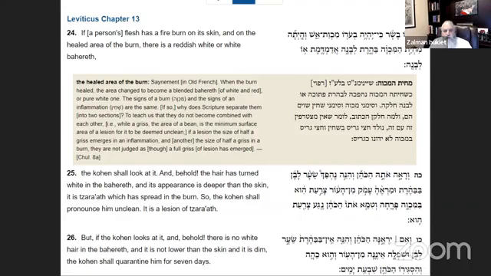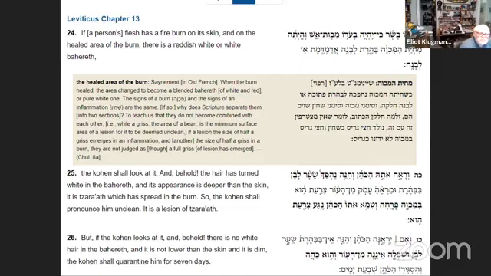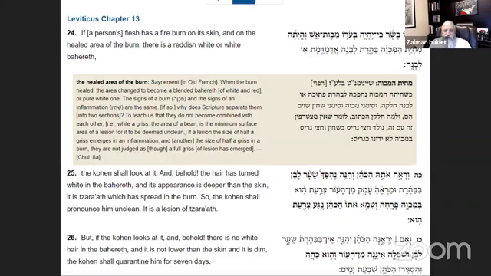The sign of a burn, michveh, and a sign of an inflammation, shchin, are the same. If so, why does the scripture separate them into two sections? To teach us that they do not become combined with each other. A gris, an area of a bean, is the minimum surface area of a lesion for it to be deemed unclean. If a lesion is half a gris in an inflammation and half a gris in a burn, then they are not judged as a full gris.